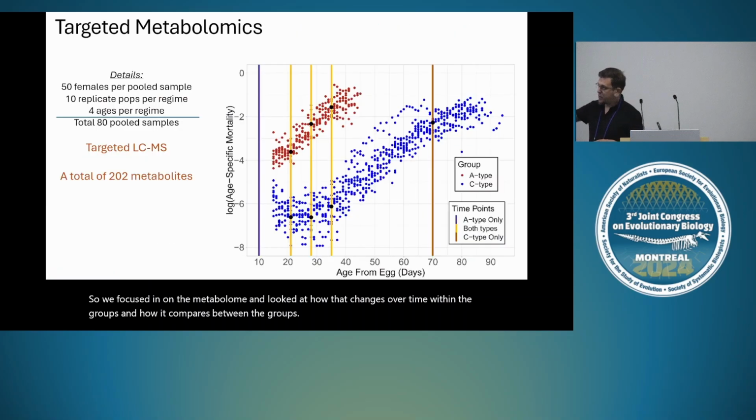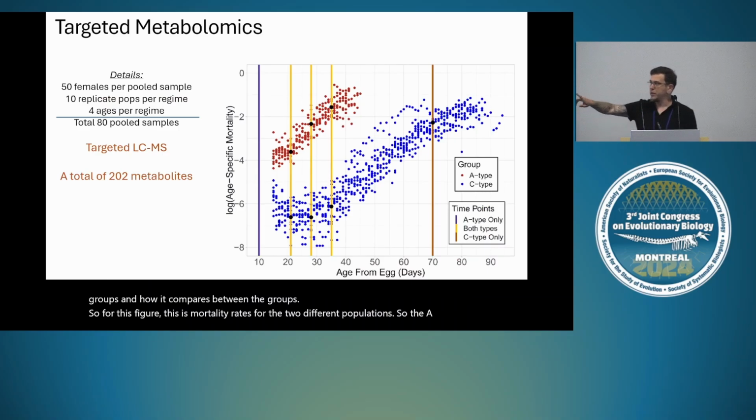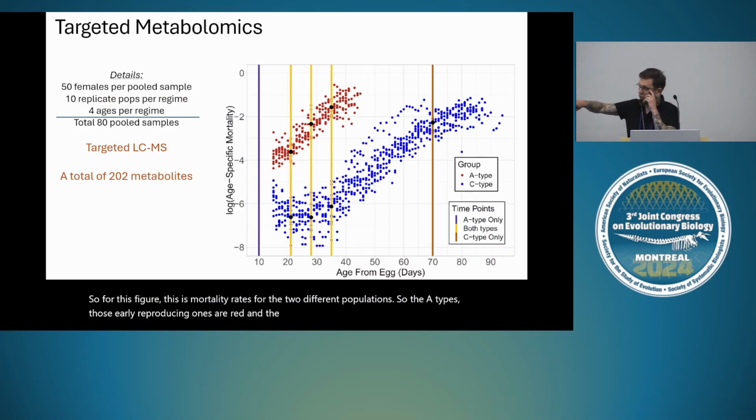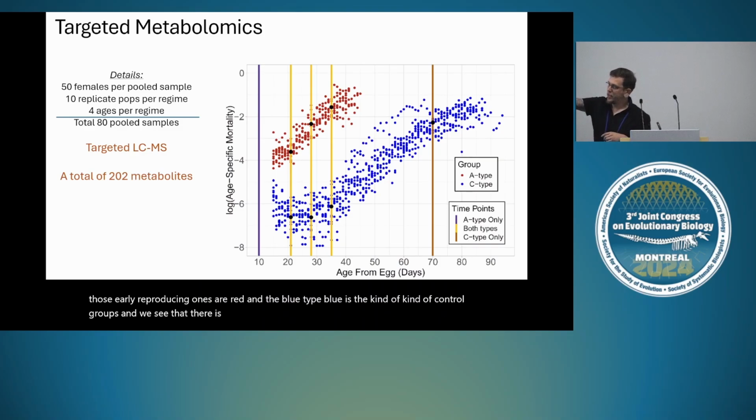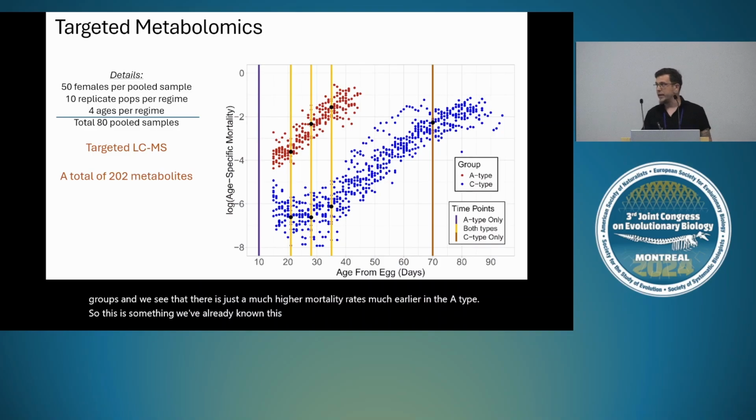So for this figure, this is mortality rates for the two different populations. The A types, those early reproducing ones, are red, and the blue is the control group. And we see that there is just a much higher mortality rate much earlier in the A type. So this is something we've already known. This is pretty expected.